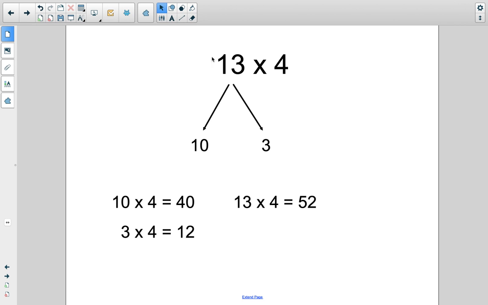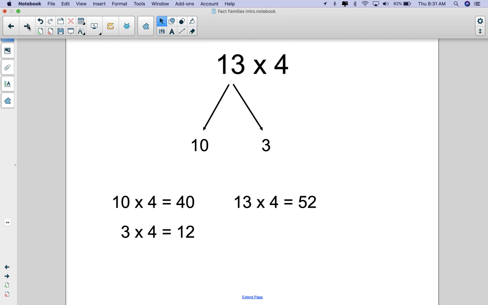So when you looked at this, it might have been tricky, but as soon as you break it down, you can go 10 times 4. We all talked about this the other day. If you multiply any number by 10, you just add a 0 to the other number. So it's 40. And you probably know that 3 times 4 is 12. So now just adding those two together becomes really easy.